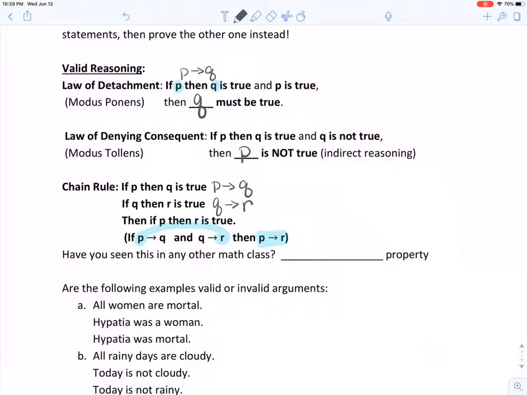This is very similar to the transitivity property, which says if A equals B and B equals C, then A equals C. So that's kind of how it relates. You've seen that in some other math classes. We'll pick back up in the next video, and we're going to run through a whole bunch of examples.